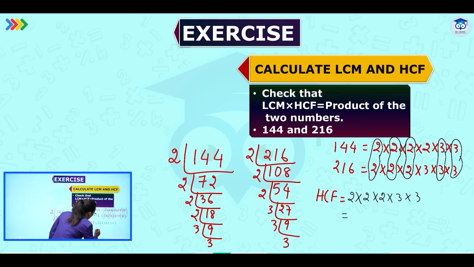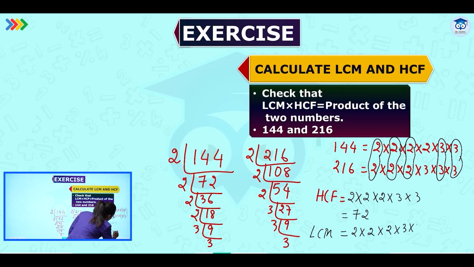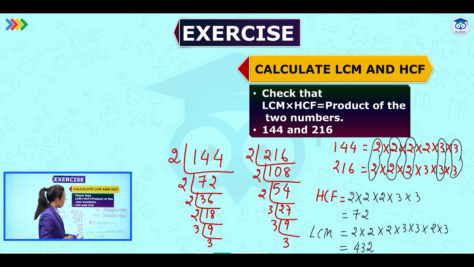So we will be multiplying this and we have 72, right? Now, to find the LCM, we are going to write 2 into 2 into 2 into 3 into 3. Then we have 2 and 3 extra here, which are not common. So we will be multiplying with that and we will get 432. Okay, so LCM is this and HCF is this.